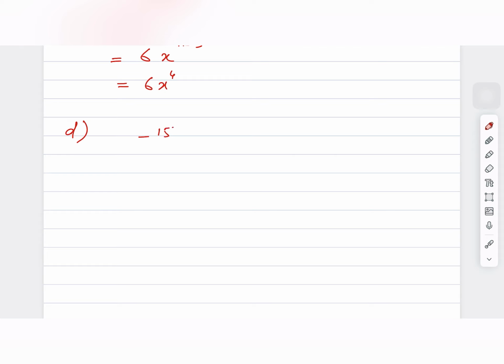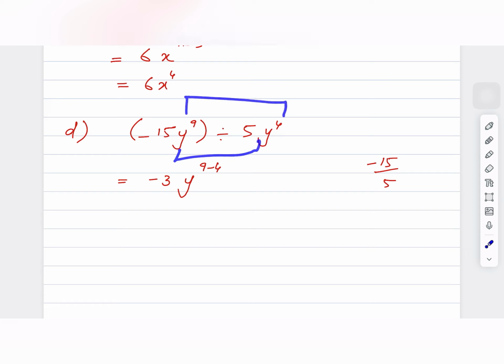D part is, if you have minus 15y power 9 divided by 5y power 4, you will divide. When you divide 15 by 5, that is minus 3, and that is y power 9, and second is y power 4. So you will just subtract the powers, and that is 9 minus 4, and that will be minus 3y power 5.